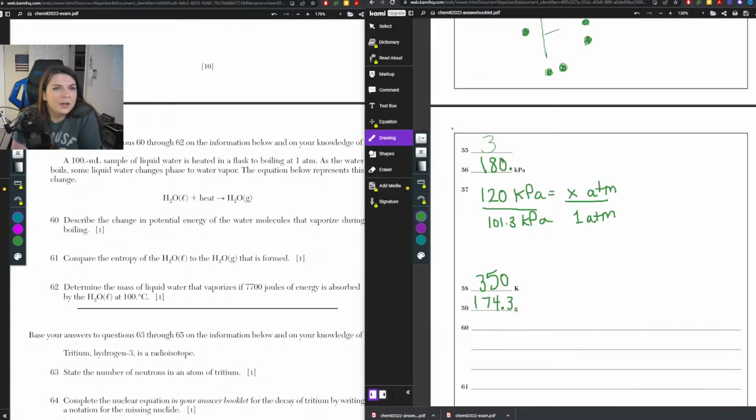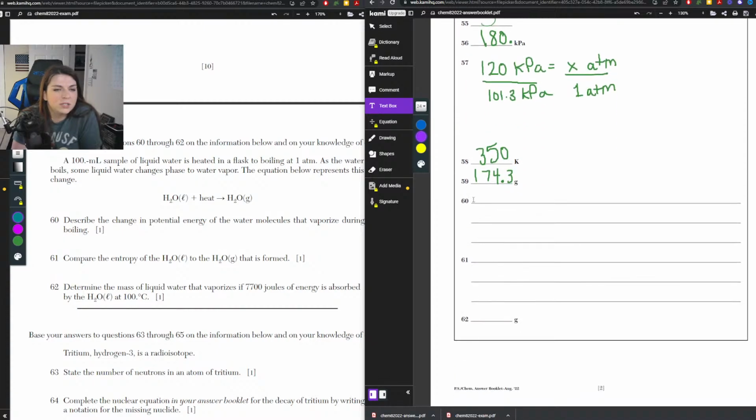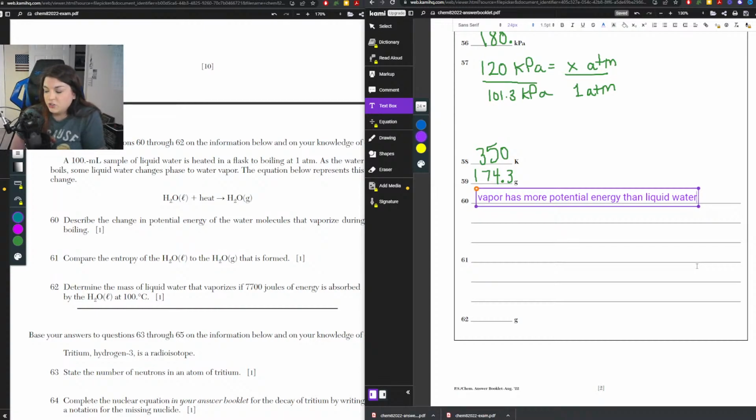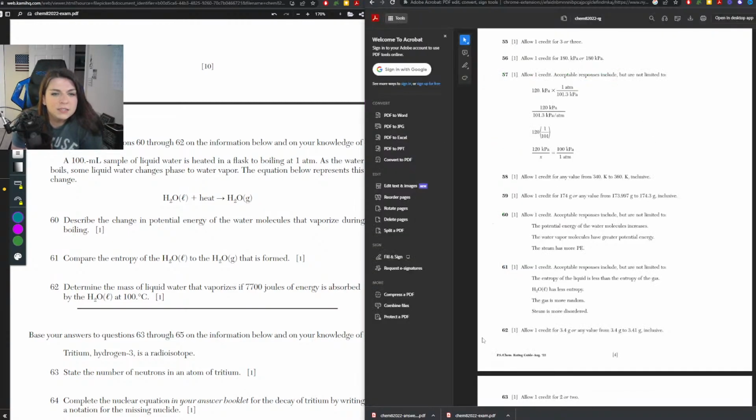Okay, so writing the simplest answer that we can so that we don't talk ourselves into a wrong answer. Vapor has more potential energy than liquid water. Now, if I were a teacher in a classroom and I was just giving this test to my students and they wrote PE for potential energy, I would accept it as a correct answer. This is allowing for PE.